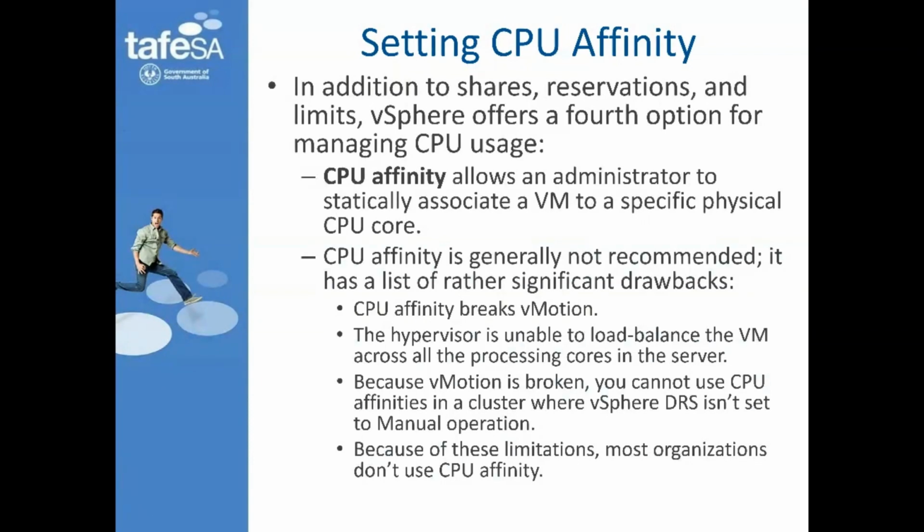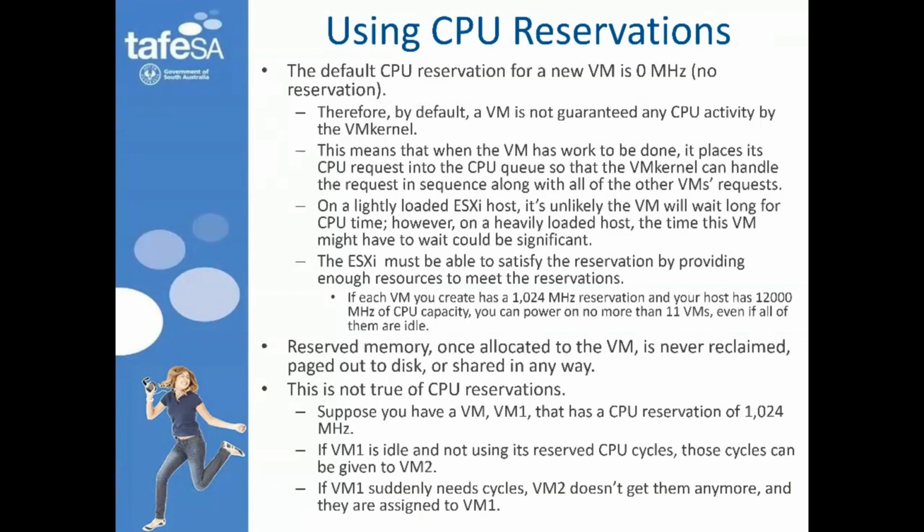All right. So because vMotion is broken, you cannot use CPU affinity in a cluster where you use the Distributed Resource Scheduler that isn't set to manual operation. Because of these limitations, most organizations don't care about this. I wouldn't recommend it. It's possible. If you have a static system, like a very small system, and you want to do something fancy because you're doing a lot of number crunching, and you know that these 4 virtual machines always have equal load, you can do this. But there are not many situations where you would do that.